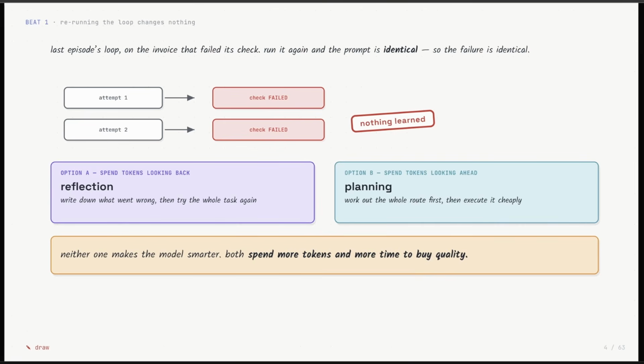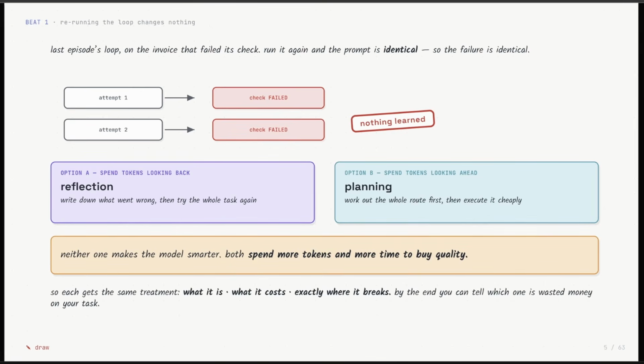Both are basically the same move. You are spending more tokens and more work log time in exchange for a better answer. So today we're going to treat them the same way. We're going to explain what they are mechanically, what they cost, and exactly where they break, because both failure modes are documented by the people who invented them.